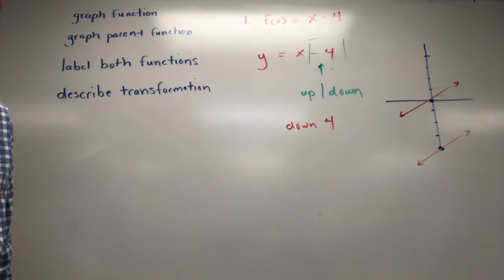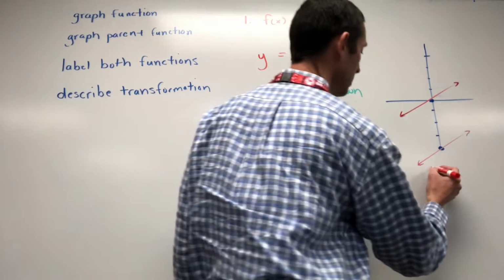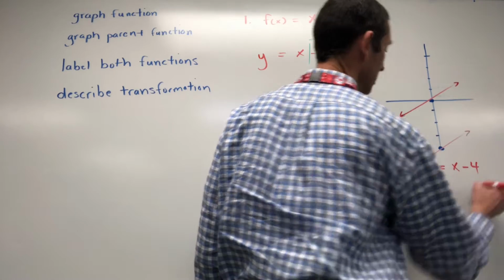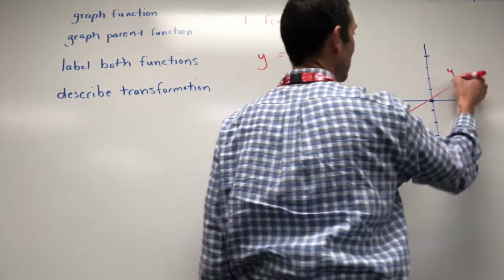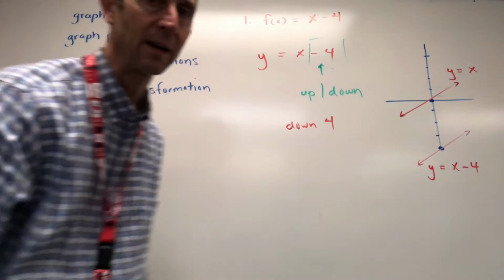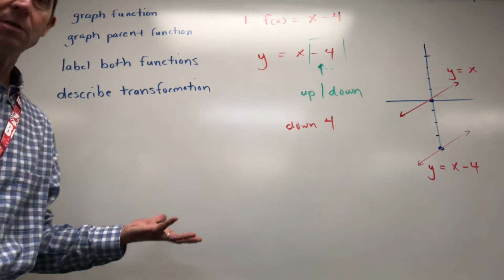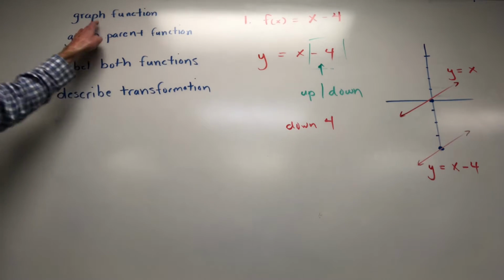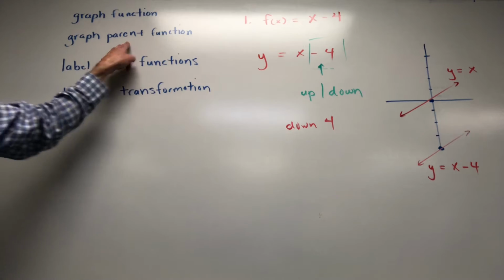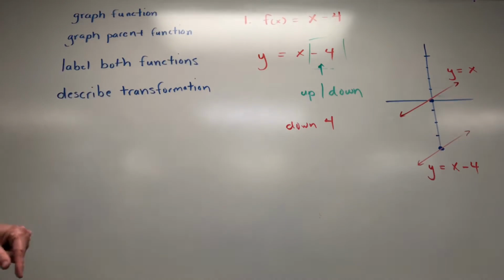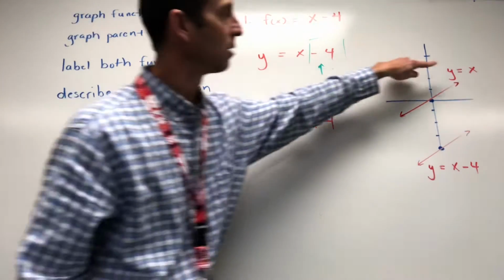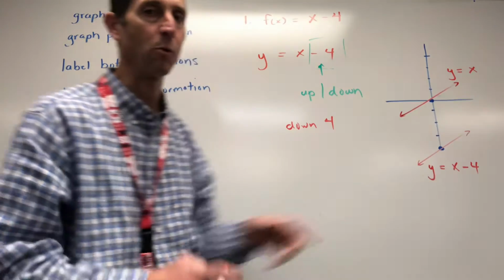I've got to label both of these. This is the function I just graphed, y equals x minus 4. Here's my parent function, y equals x. So on each problem, you've got to graph the function, graph the parent function, and label both of them.